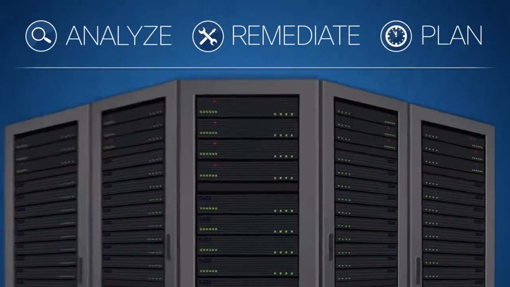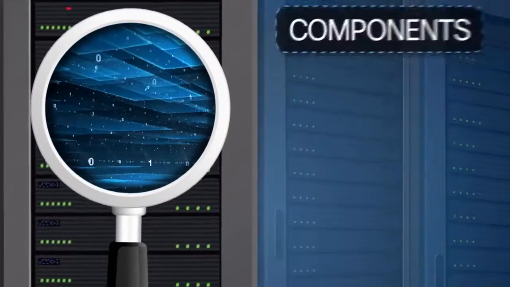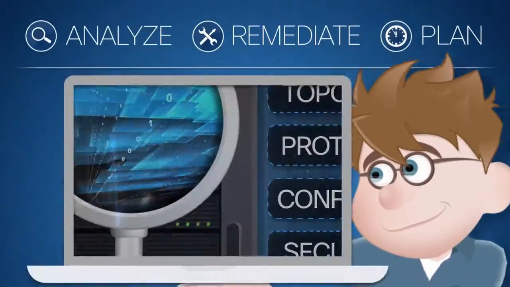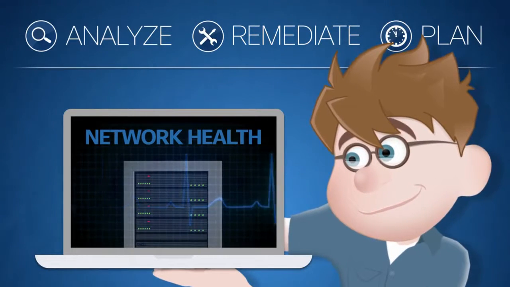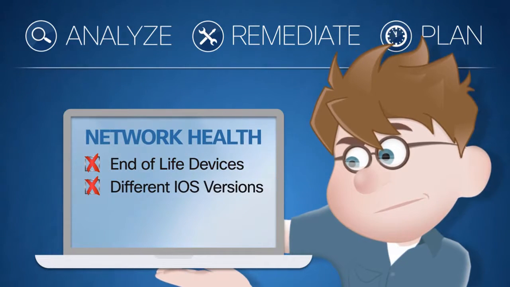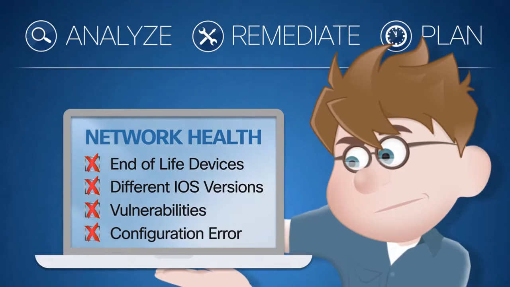The assessment starts with a thorough review of Rick's existing network components, topology, protocols, configurations, and device security. Rick then receives a network health report that includes key findings like 34 devices that have reached end of life, 46 different iOS versions, 10 security vulnerabilities, and a layer 2 protocol configuration error.